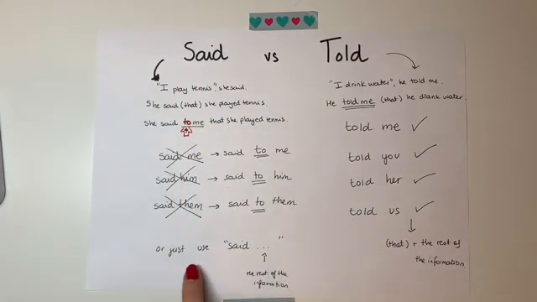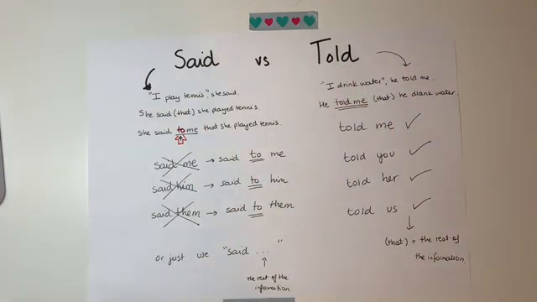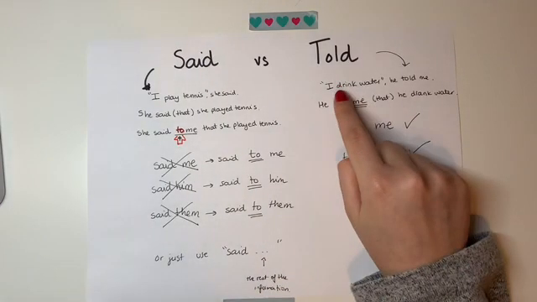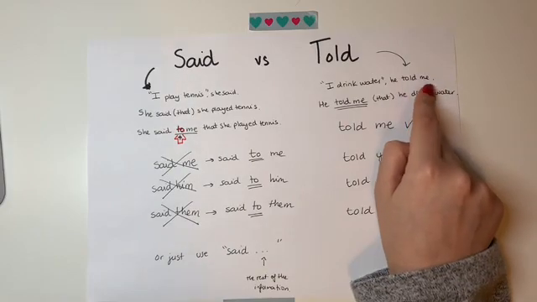So you can see, we can just use said and the rest of the information. But what happens with told? For told, we add the person that person was talking to. So for example, "I drink water," he told me. So I was speaking with someone and he told me something.